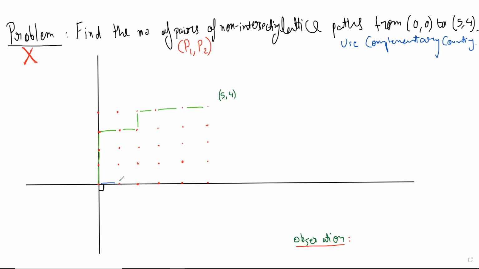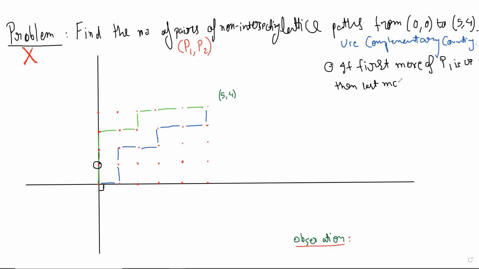That's the first step. So first, let me draw a picture. Draw these two paths. And what Adish has said is, if P1 starts, if the first move of P1, let me write that. If the first move of P1 is up, then what's the last move of P1? Can anybody say? Has to be right. That's right. Does everybody agree with that? Because they cannot intersect.